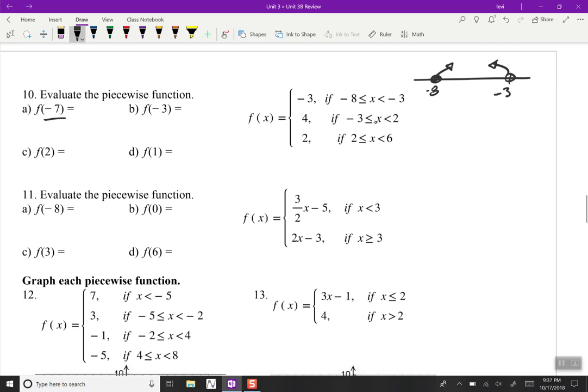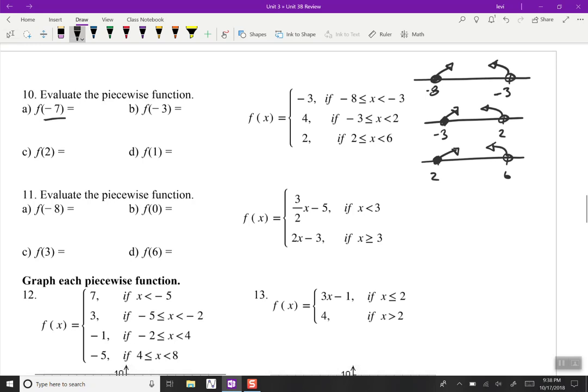Our next one, we're between -3 and 2, right? So -3 and 2. We are greater than or equal to -3 and less than 2. And our last one, the constraint saying we're between 2 and 6. So between 2 and 6, we're greater than or equal to 2, closed circle going to the right, and less than 6, open circle going to the left.